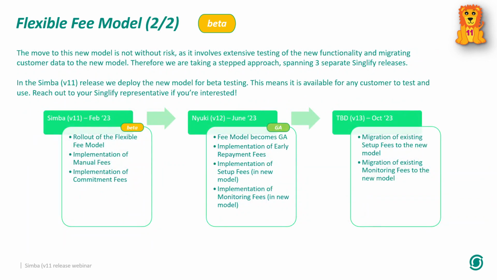Moving to this model is not without risk, as it involves extensive testing of the new functionality and migrating customer data to the new model. Therefore, we are taking a stepped approach spanning three separate Singlify releases. In the Simba v11 release, we deploy the new model for beta testing. This means it is available for any customer to test and reuse. Please reach out to your Singlify representative if you're interested.